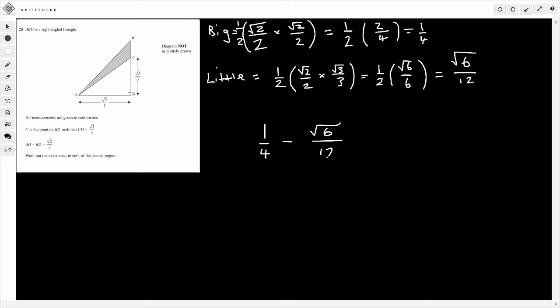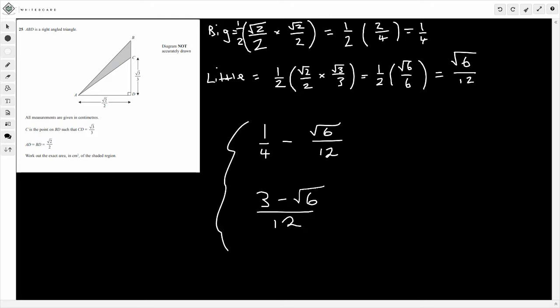Now you can actually just leave your answer like that. That gets you all the marks in the mark scheme. So this was a 3-mark question, that gets you all 3. I can also leave it like this, so it's going to be 3 minus root 6 divided by 12. I prefer that form, it looks a bit cleaner, but both methods are absolutely fine.